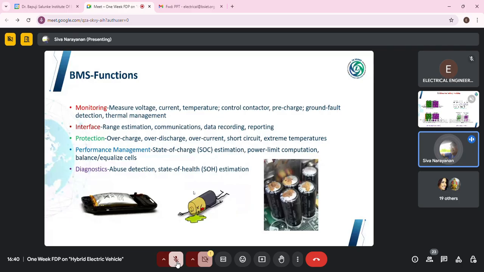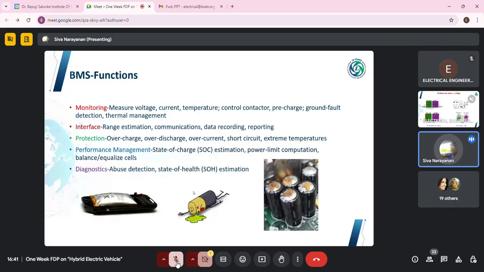Sometimes the temperature will also contribute to this. Suppose it is getting over discharged, the temperature goes to an abnormal level. So this happens during a short circuit, or sometimes even when you operate your battery at a very high temperature, like suppose they have mentioned your battery should not be operated above plus 45 degree or plus 50 degree. So what happens when you are operating beyond 45 or 50 degree?